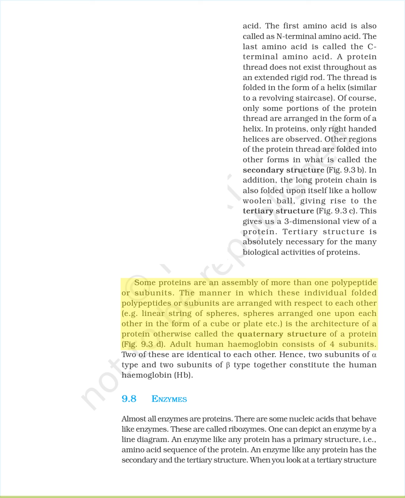Adult human hemoglobin consists of 4 subunits. 2 of these are identical to each other. Hence, 2 subunits of α type and 2 subunits of β type together constitute the human hemoglobin, Hb.